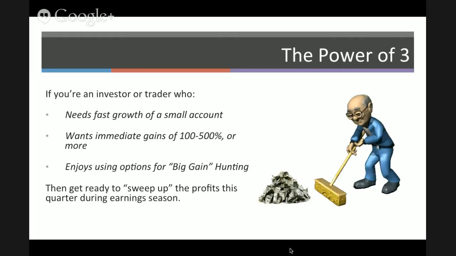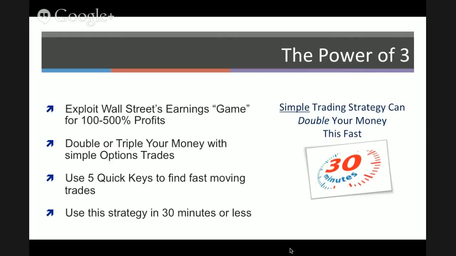But if you happen to be an investor who needs fast growth of a small account, wants immediate gains of 100 to 500% or more, and enjoys using options for what we like to call big gain hunting, then I want you to get ready to sweep up some profits this quarter during earnings season. What we're going to share with you today is a simple strategy that you can use to double your money or more with the trading process we're going to teach you.